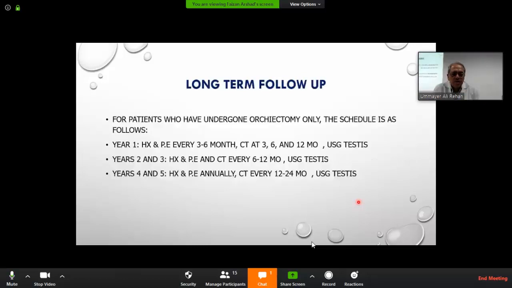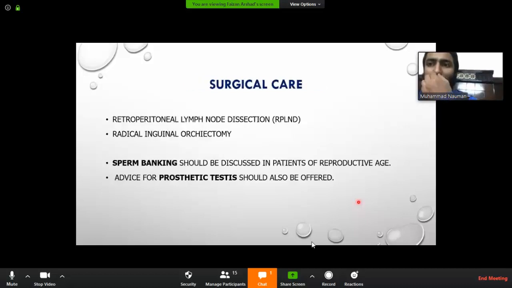Numan, you want to say something? Yes. So, we were talking about chemotherapy and the results of chemotherapy. I just want to say something about platinum-based chemotherapy.